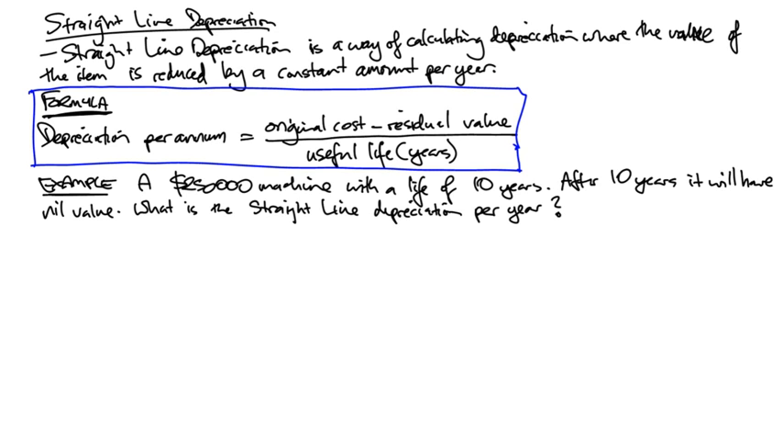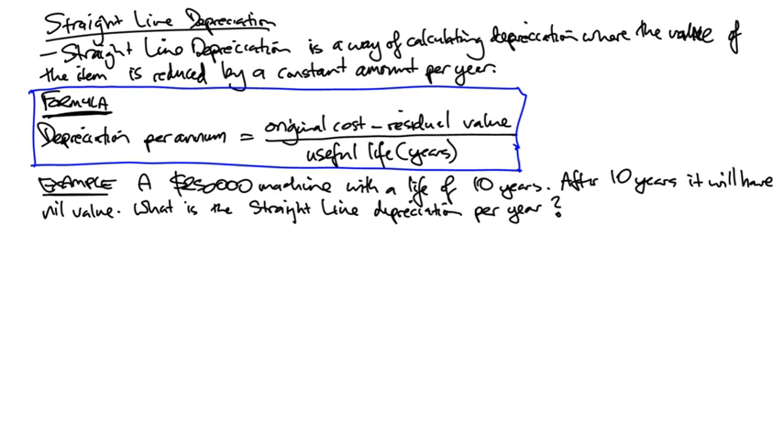So use the formula: depreciation per annum equals original cost take residual value, divided by useful life in years. And remembering your BEDMAS, you need to work out the answer to this first before you divide by the useful life. So let's run with our example.